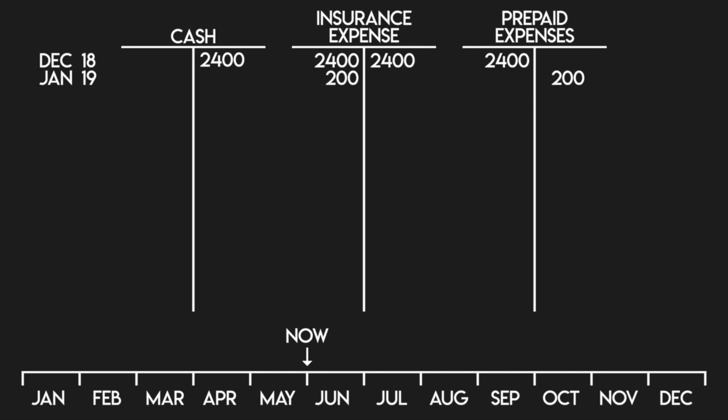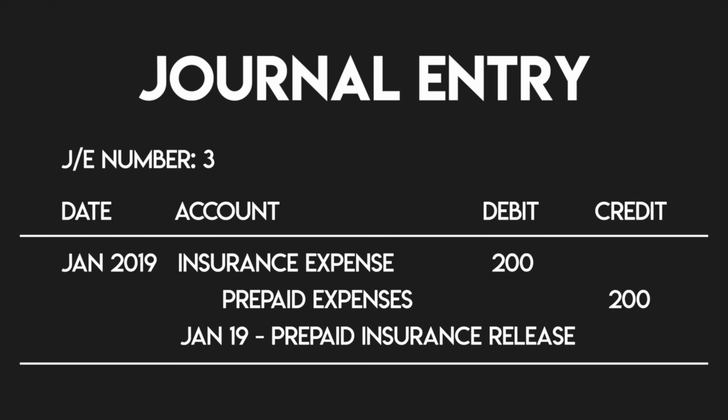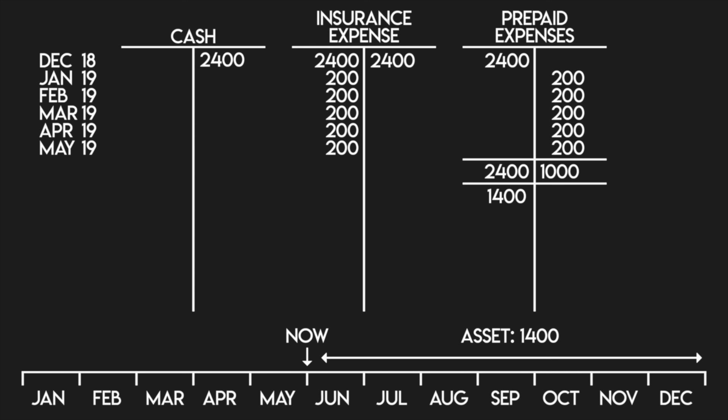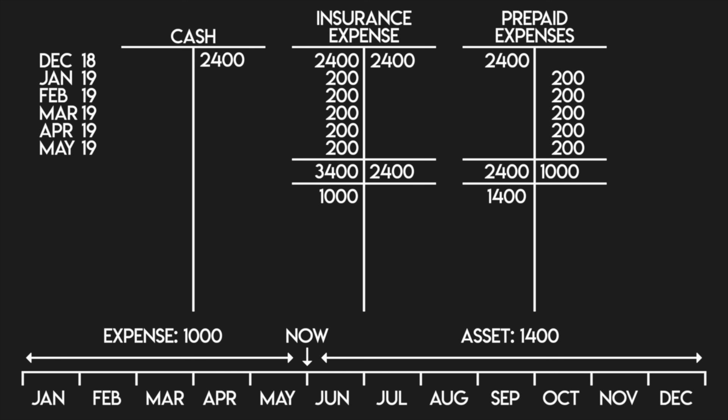At the end of May, we have consumed 5/12 of our insurance coverage, so we need to have posted this journal entry 5 times, recognizing a $200 insurance expense in the income statement on each occasion. With 7 months of insurance coverage left on our policy, we have $1,400 of prepaid expenses held in the balance sheet and $1,000 of insurance costs expensed in our income statement.